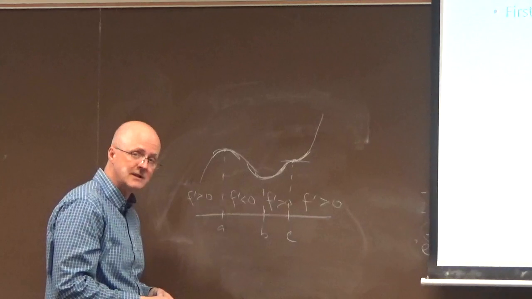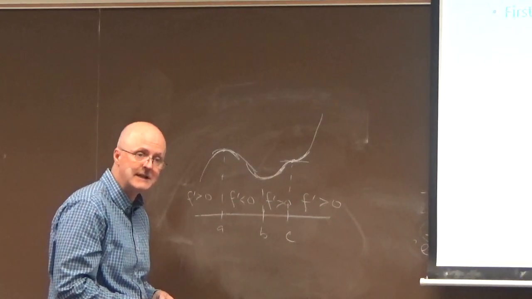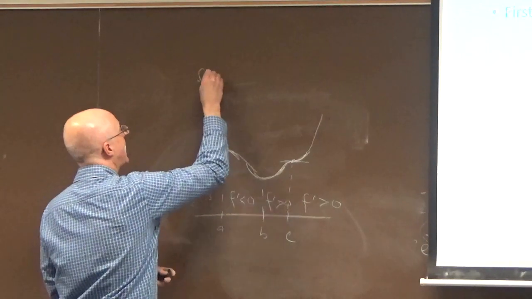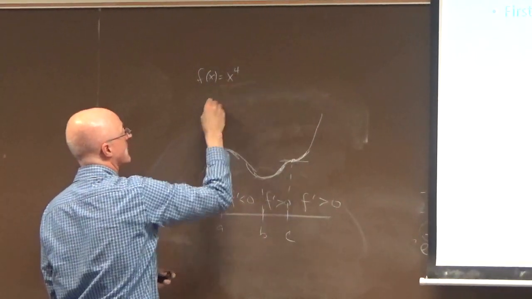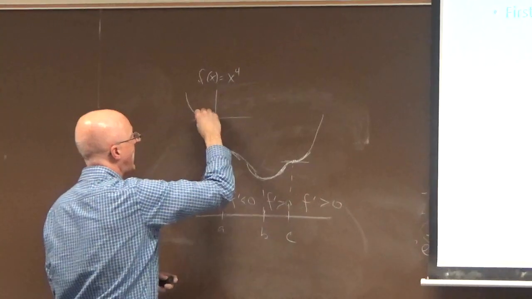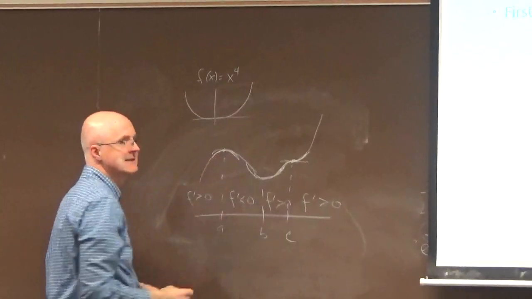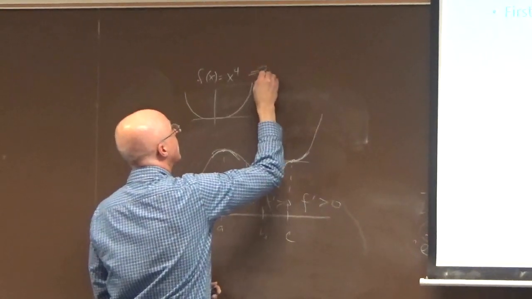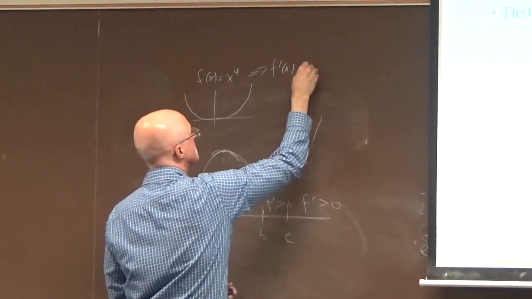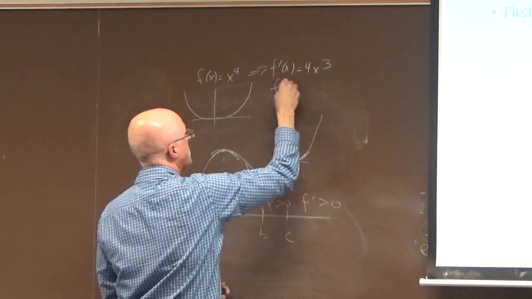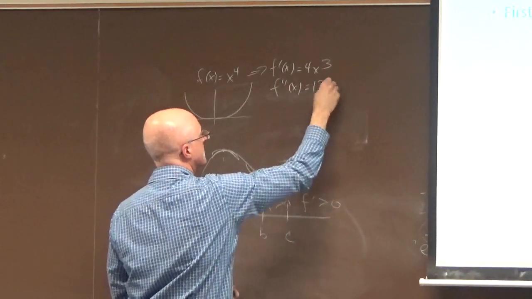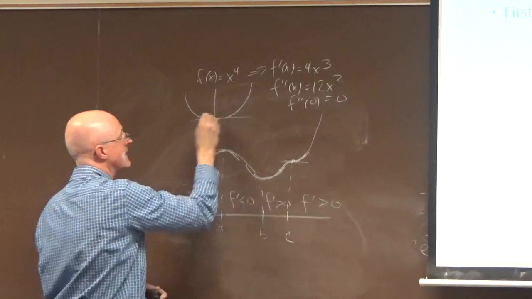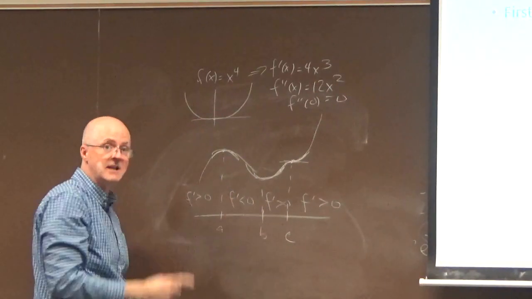If the second derivative is 0, does that mean it's definitely neither a local maximum or min? Actually, that's not true. F of x equals x to the 4th power is very flat near the origin, so flat in fact that its second derivative is 0 there. F prime of x is 4x cubed. F double prime of x is 12x squared. That means f double prime of 0 is 0. 0 is a critical point. And it actually is a local min.